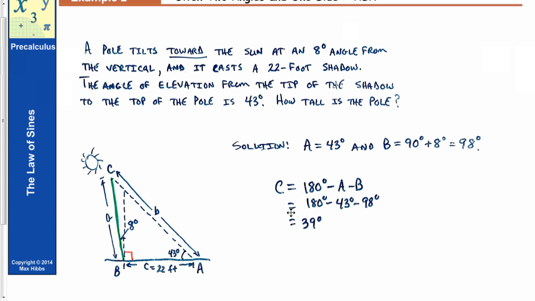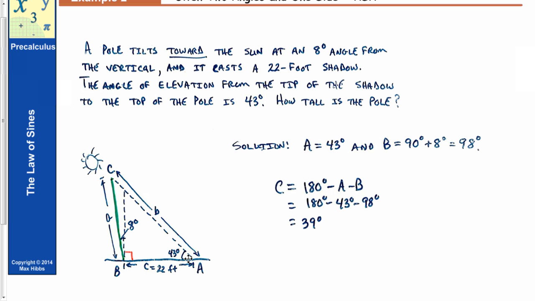Now, whoops. Okay. I've done two things at once here. We know A is 43 degrees, and we know angle B is the 90 plus the 8 degrees, that's 98 degrees. And we know side C is 22 feet. Now, let me tell you what I'm trying to do here.